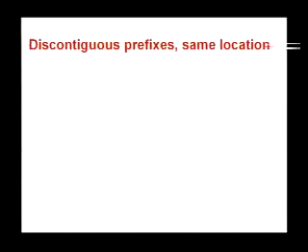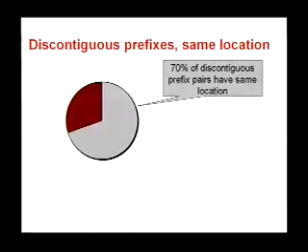So we wanted to see, when you look at discontiguous prefixes in the RouteViews routing table, how often is it the case that those discontiguous prefixes only contain hosts from a single location? It turns out that is surprisingly common. If you look at any pair of discontiguous prefixes in the RouteViews table, about 70% of those are only containing hosts from a single location in the AS.